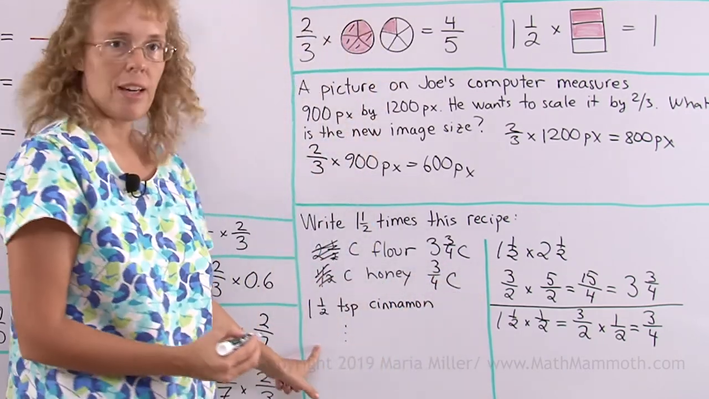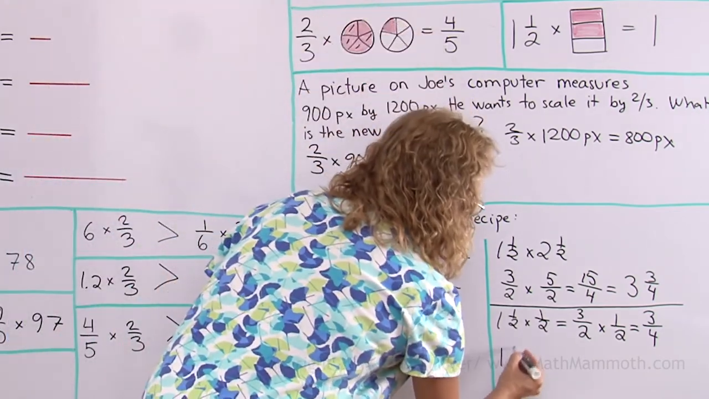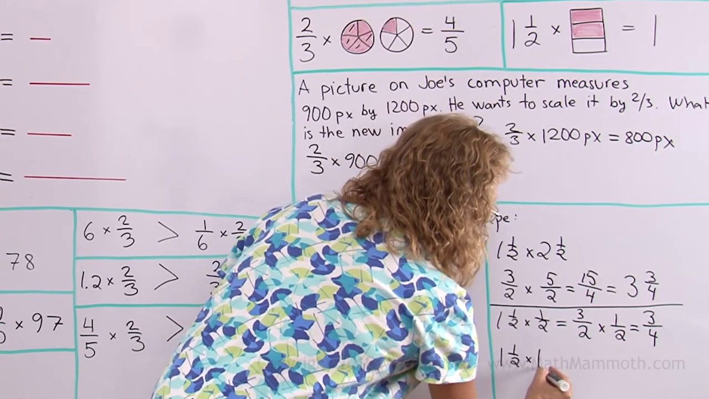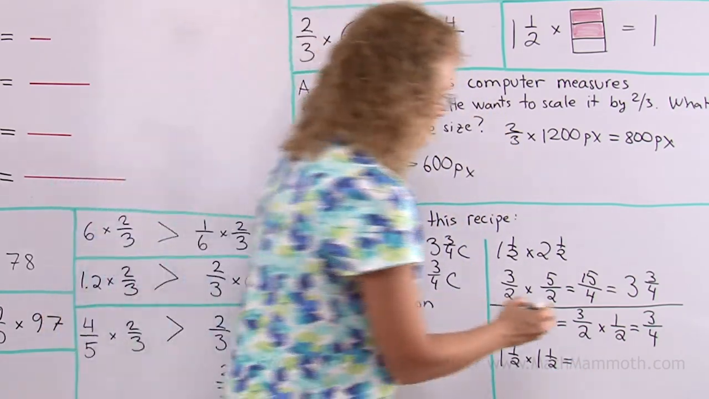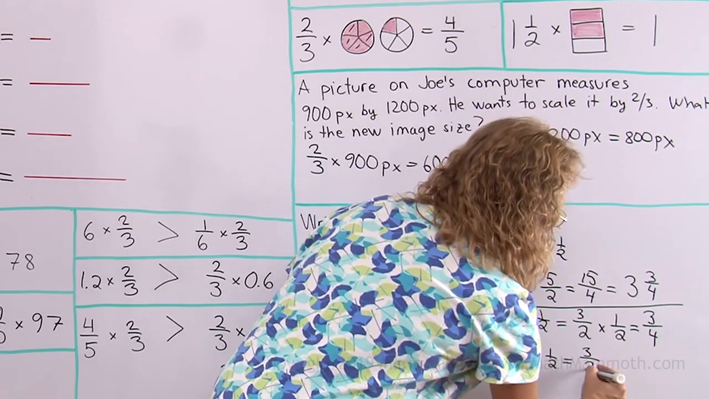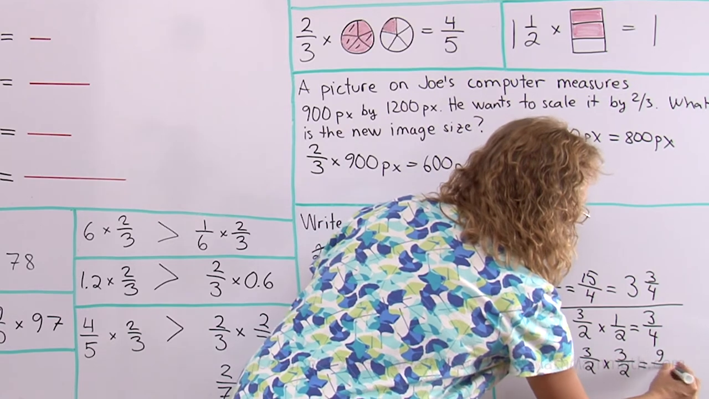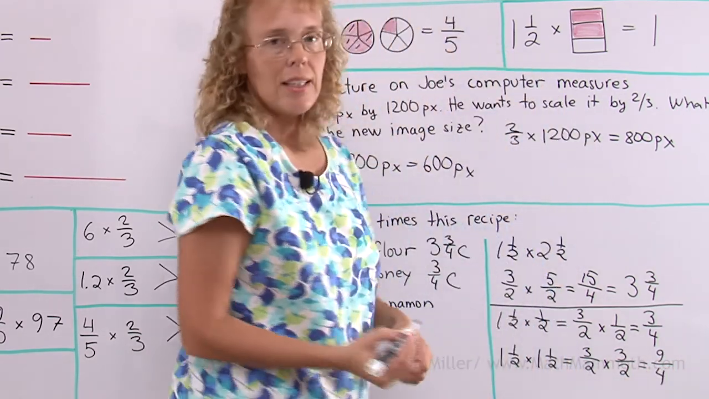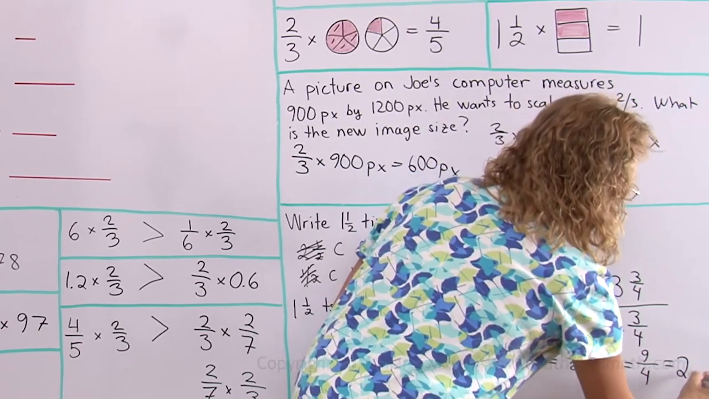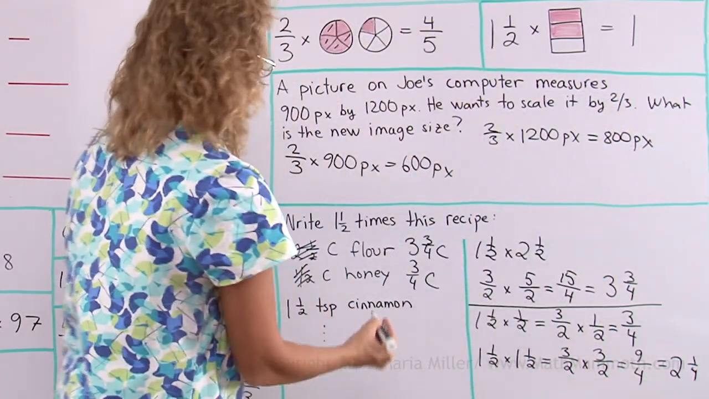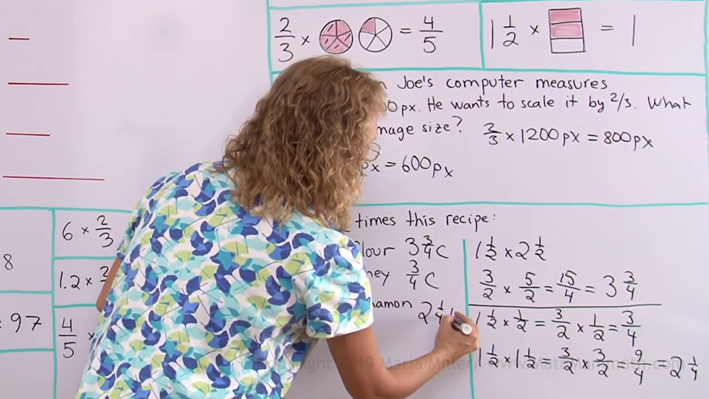And then 1.5 teaspoons of cinnamon. So I need to take 1.5 times 1.5. Change both to fractions first again. 3/2 times 3/2, and then we get 9/4. And then this into a mixed number. 9/4 would make 2 1/4. Okay. So instead of this, we will need to use 2 1/4 teaspoons of cinnamon.